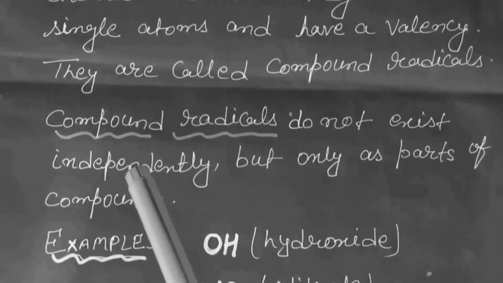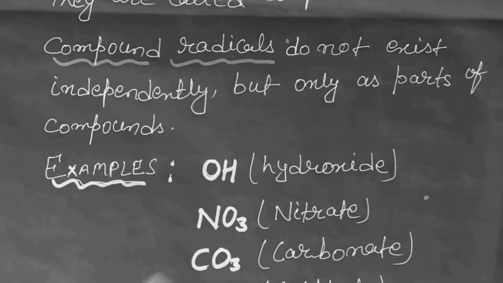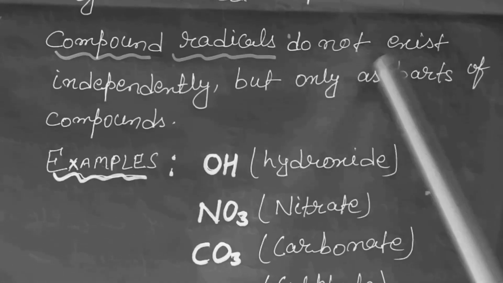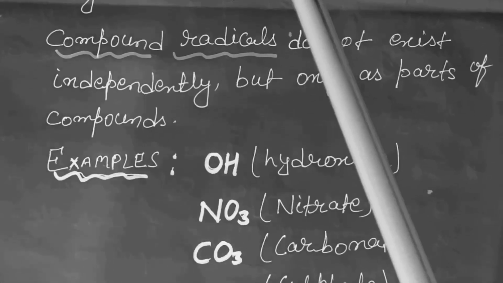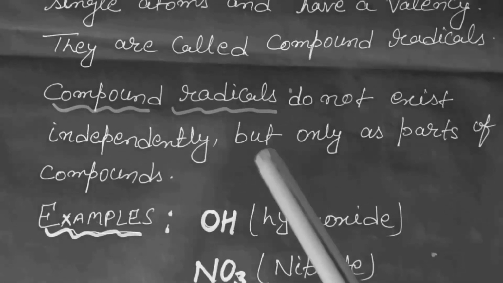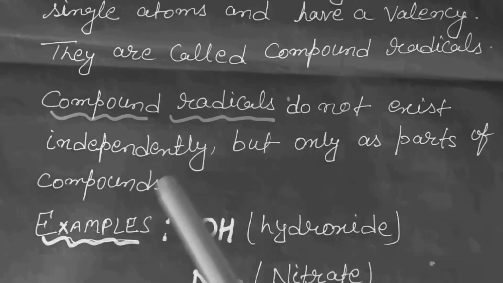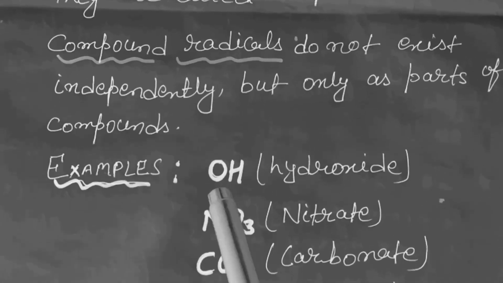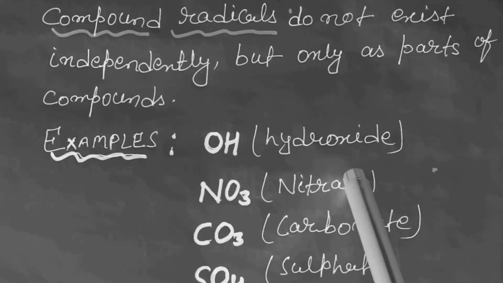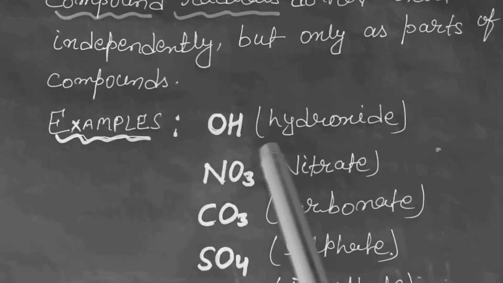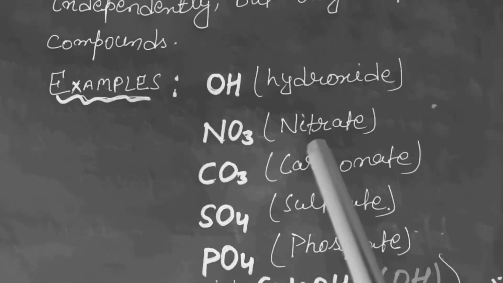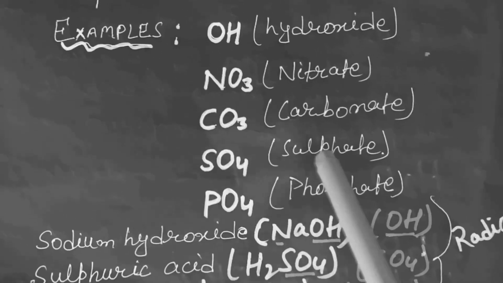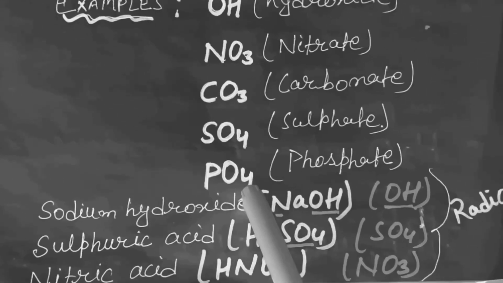So see here, compound radicals are what? I have brought some examples of compound radicals. Compound radicals do not exist independently. As I just said, they will be in a group only, and only as a part of a compound. See some examples I have brought here. This is OH, the hydroxide. Collectively it is used in the reaction. NO3 is nitrate, CO3 carbonate, SO4 sulfate, PO4 phosphate.